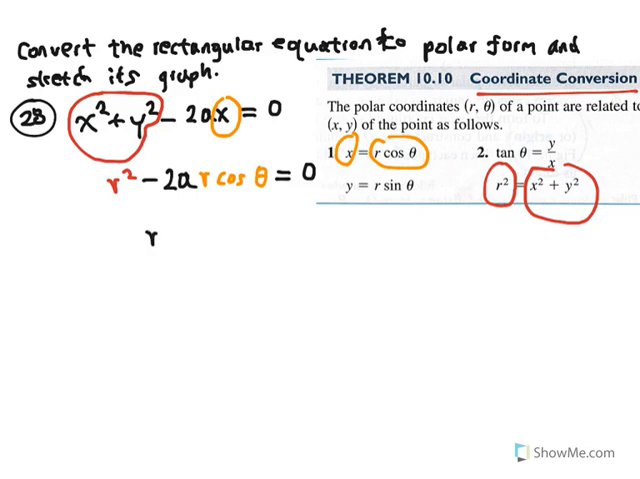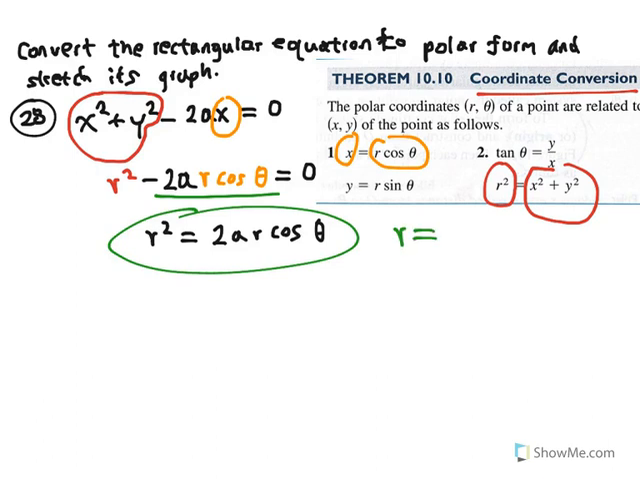We like to have r squared isolated, so we'll have to add this quantity to both sides of the equation and get r squared is equal to 2a r times cosine theta. And if possible, we'd like to have r is equal to for our polar equation. So you can divide both sides of this equation by r for r values that are not equal to 0. And if r is equal to 0, then you just have a point at the pole. So for r not equal to 0, we can rewrite this equation as divide both sides of the equation by r.